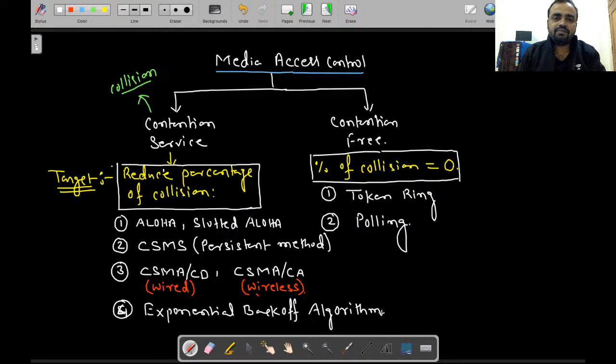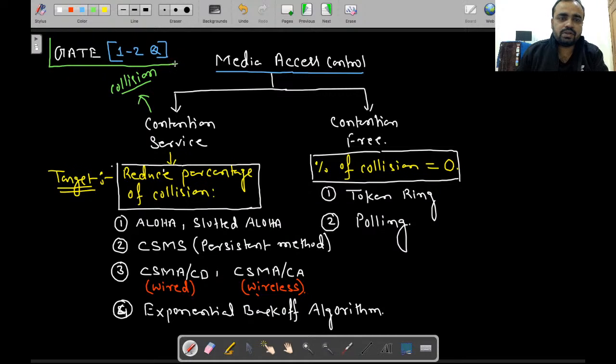So these are the different topics under the chapter media access control. From a GATE point of view, almost 1 to 2 questions were asked every year from this particular chapter. Now you can imagine the importance of this chapter. Got it? So I will start from the contention-based protocols, and after completion of this, we will start the contention-free protocols.